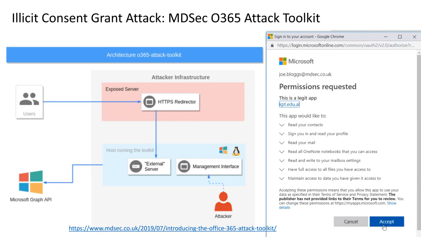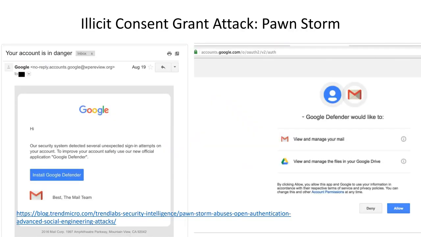But ultimately, the user is going to see this message. It's going to say that this legit app has these permissions that are required. The app would like to read your contacts, read your mail, read all your OneNote notebooks, read and write to your mailbox settings, full access to all files, basically everything. And once you click accept, that's pretty much forever persistent access to your account profile in Office 365. But this is not just an Office 365 issue. This is a larger issue because of how OAuth works.